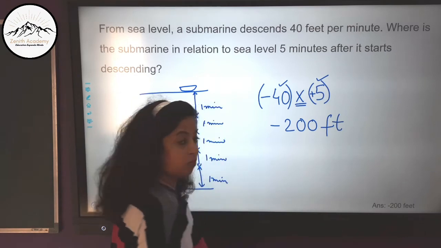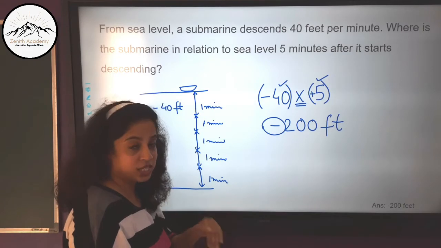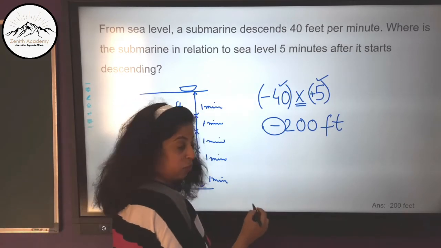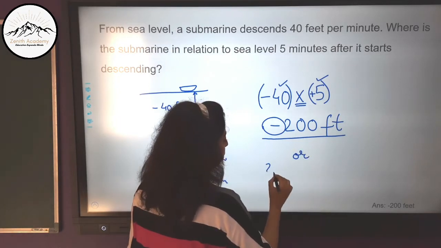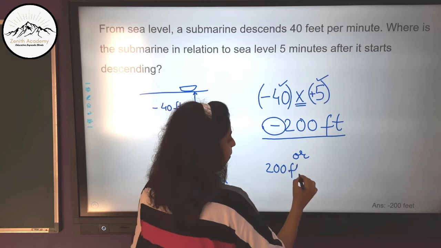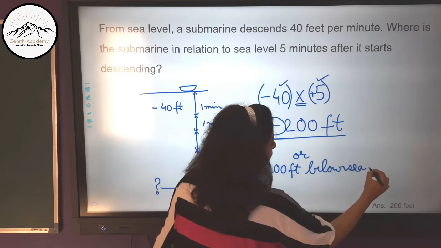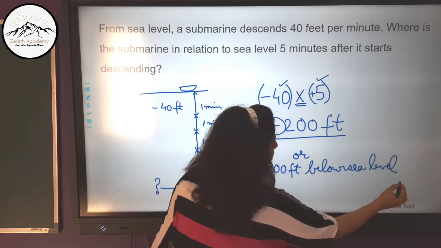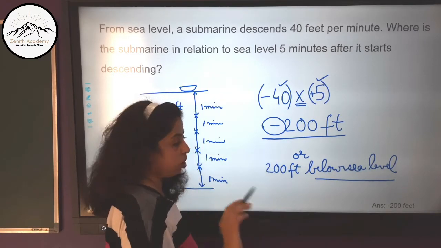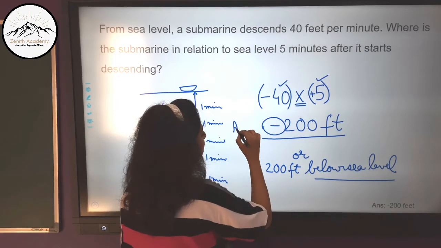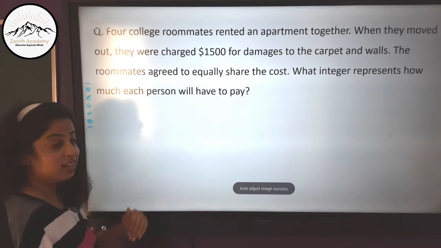Now you have to be very careful. This minus sign indicates that it is below the sea level. So the answer would be either minus 200 feet or it will be 200 feet below sea level. So when you are writing below sea level in the answer, you need not mention minus. But if you are not mentioning below sea level, then your answer is minus 200 feet. Let's go ahead and see the next question.